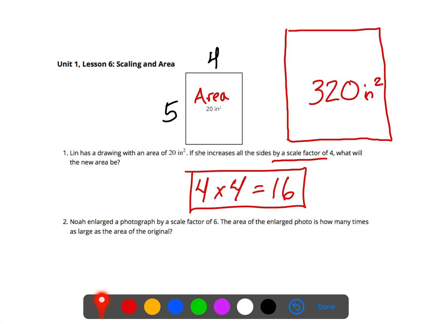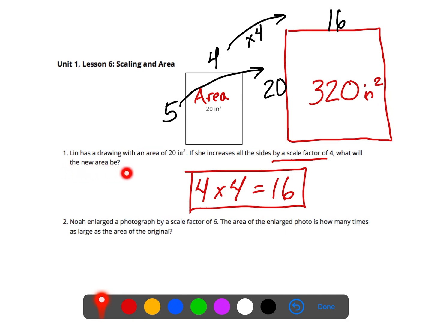Now, if the scale factor is 4, I'm going to increase each of these corresponding sides by a scale factor of 4. So 4 on the original is now going to be 16 on the scaled copy, and 5 on the original is now going to be 20. Well, guess what? 20 times 16 is 320 square inches. So we found that.